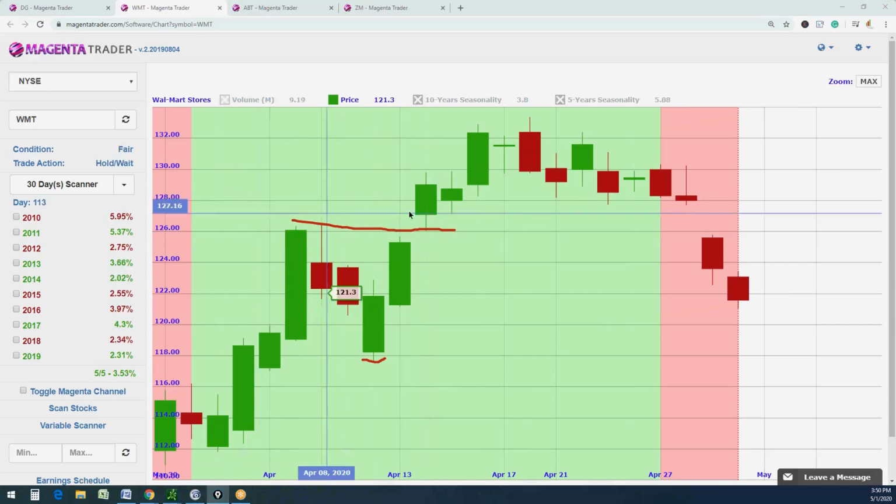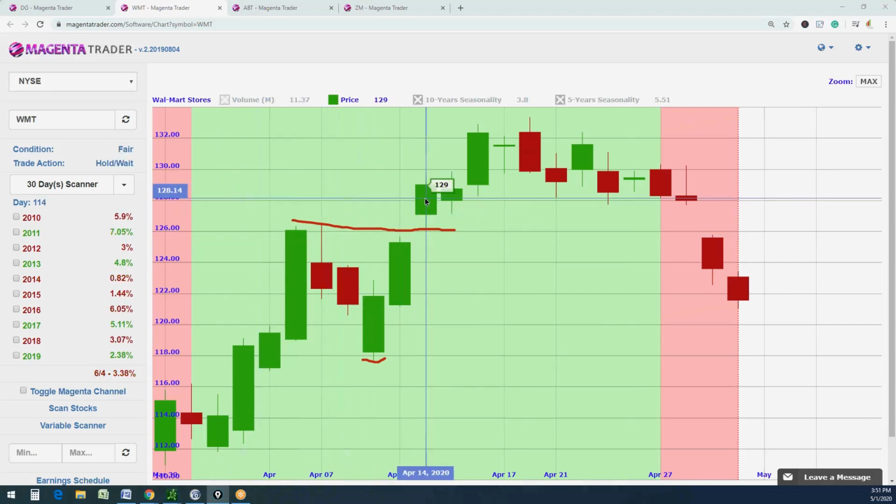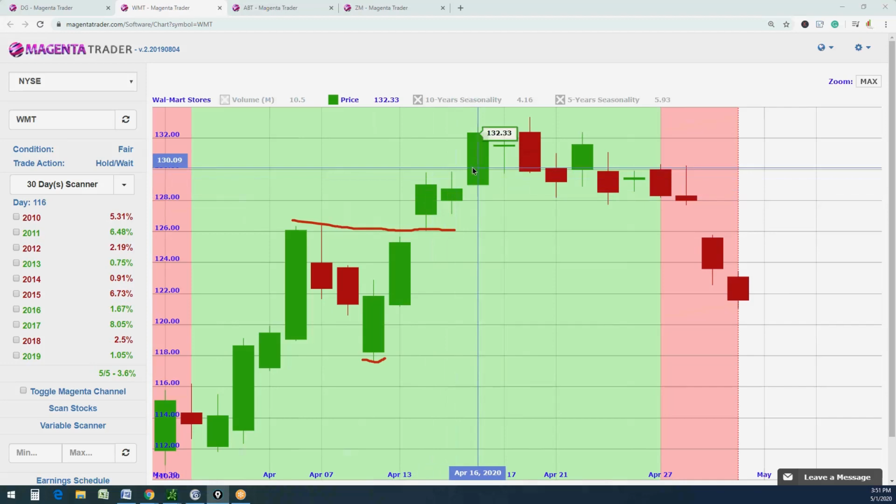But what we see here is that Magenta was saying, no, don't buy no breakouts. Don't place any stops. You should not be selling. Just hold on to your positions. And if you were not in prior to this, then don't chase the stock. Wait on the sidelines. The next day, market went higher and higher.